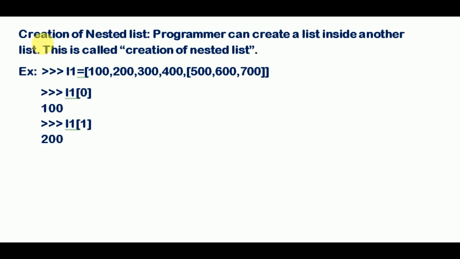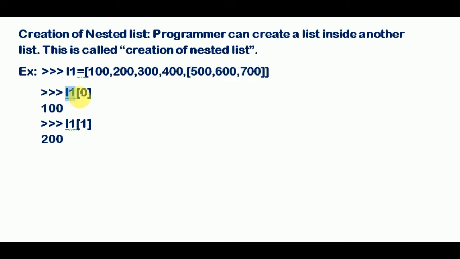Next we have creation of nested list. So in this, the programmer can create a list inside another list. So this is called creation of nested list. Here we have list elements 100, 200, 300, 400. Then after 400 we have another list that contains 500, 600 and 700.